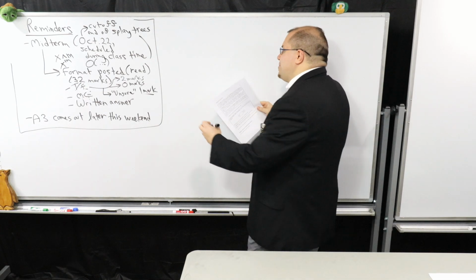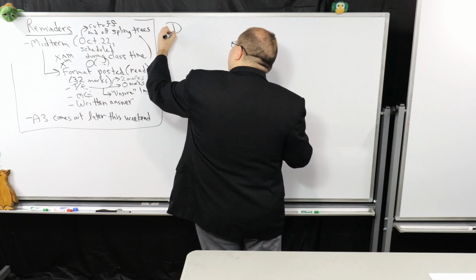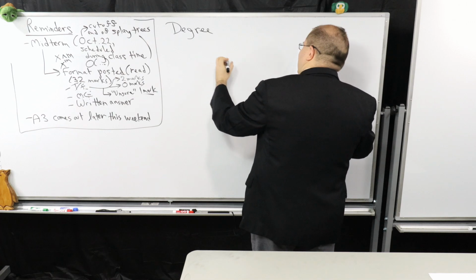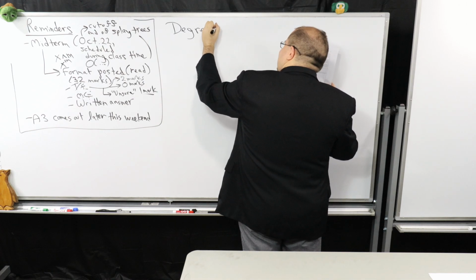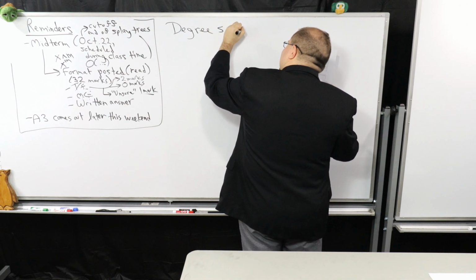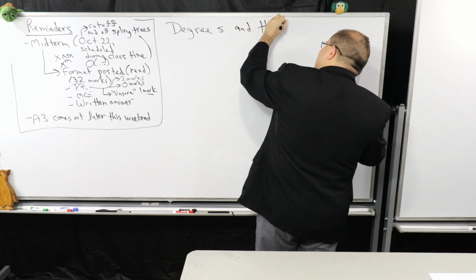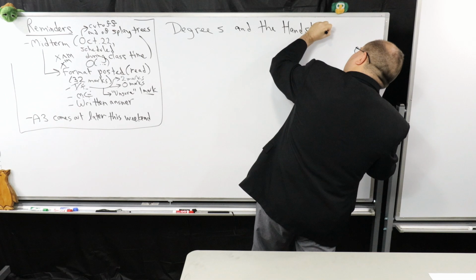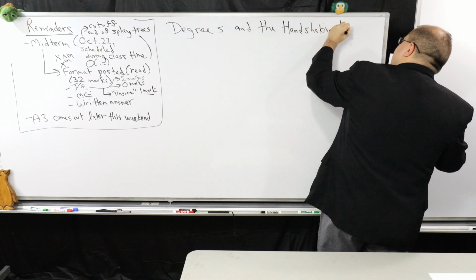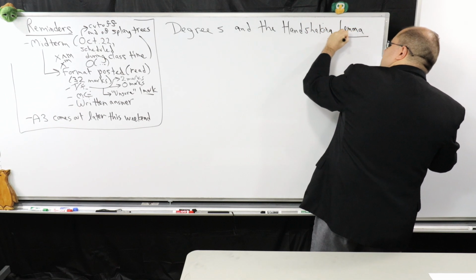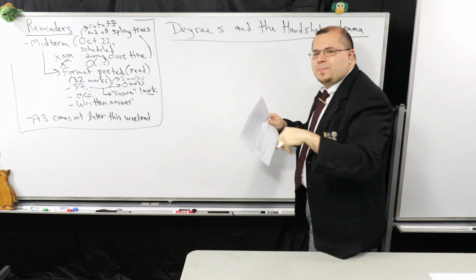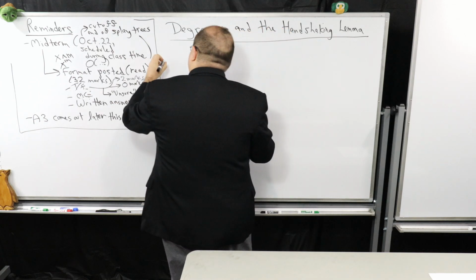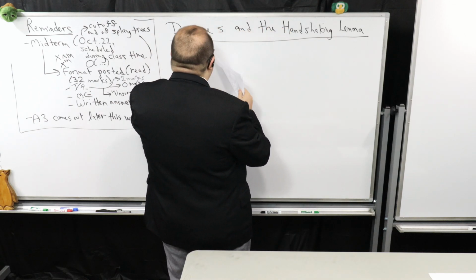So I want to talk a bit about degrees, and I'm not talking about academic degrees. I'm talking about degrees of vertices. So let's talk about degrees and the handshaking lemma. I need to define what a degree of a vertex is. So let me define that here for you.